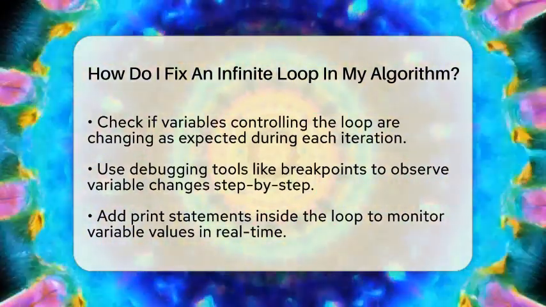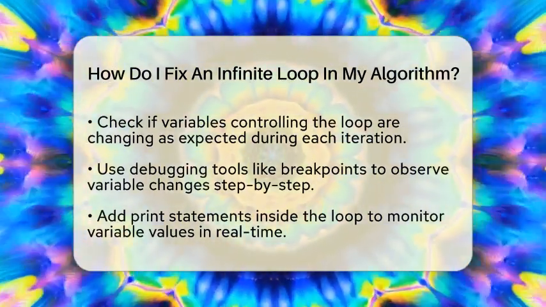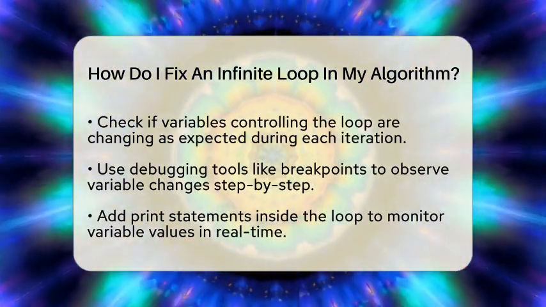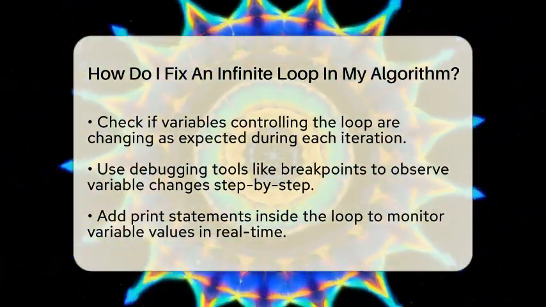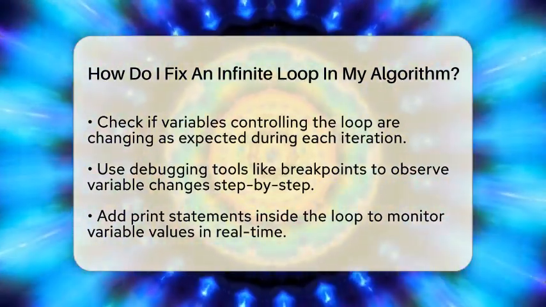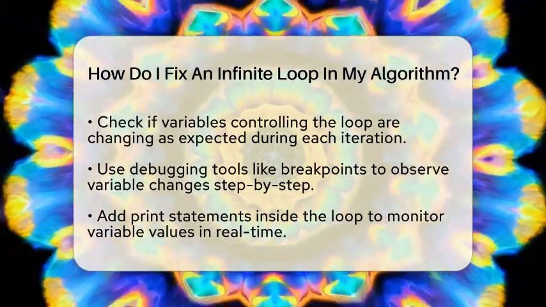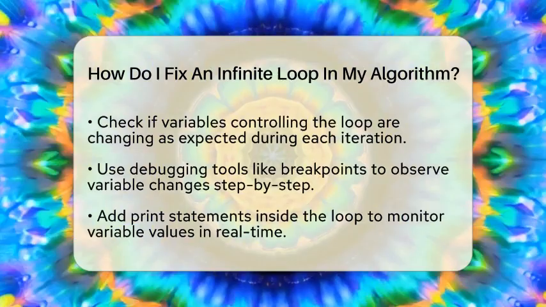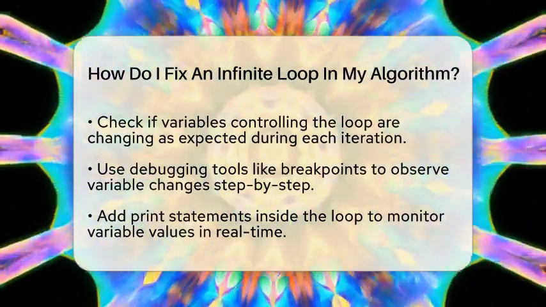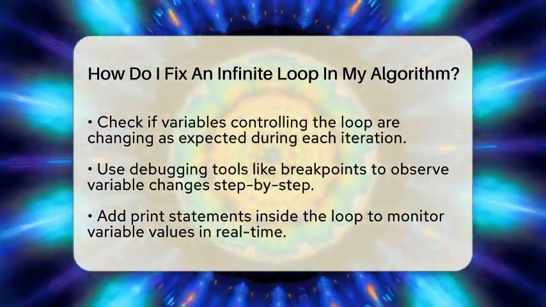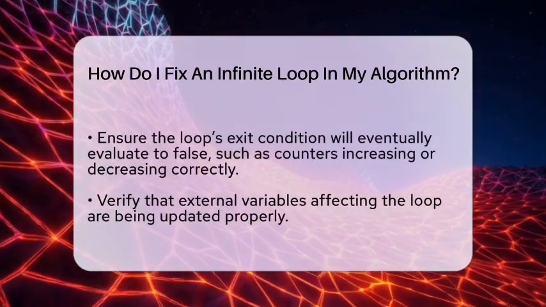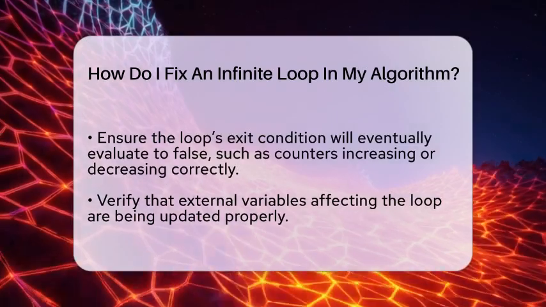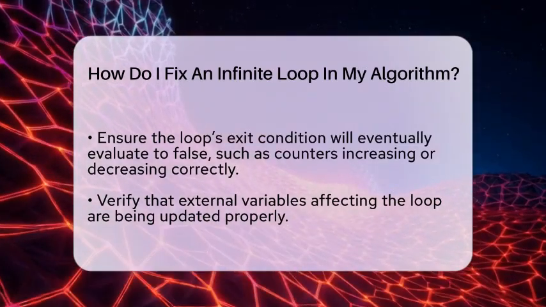Adding print statements inside the loop can also help. For example, print the value of your counter each time the loop runs. If it never increases or decreases, you know where the issue is. Next, double-check your loop condition. Make sure it will eventually evaluate to false. For instance, if you are counting up, ensure your counter increases each time. If you are counting down, make sure it decreases. If the condition is wrong or missing updates, the loop will run forever.